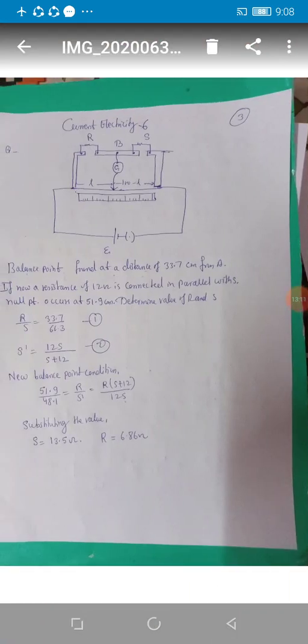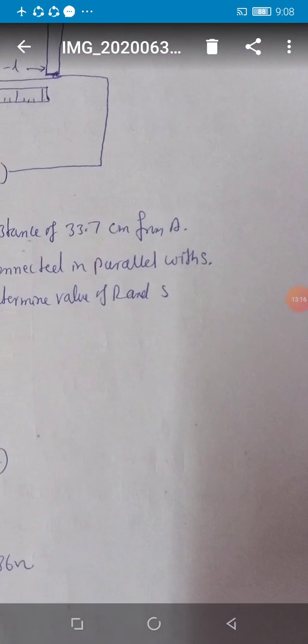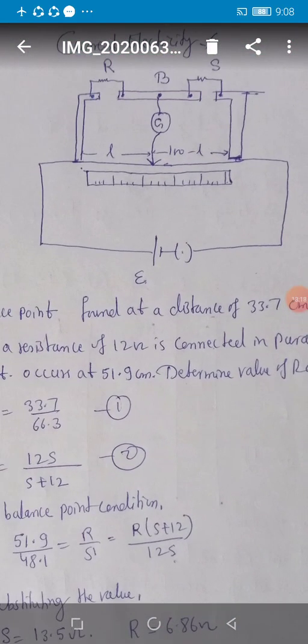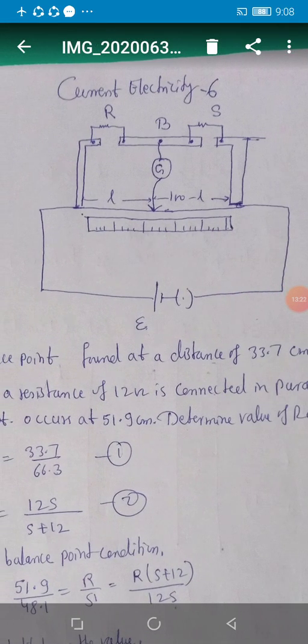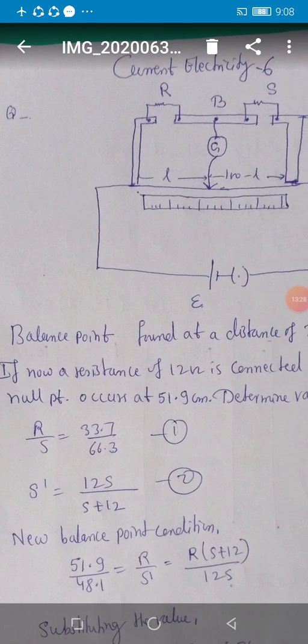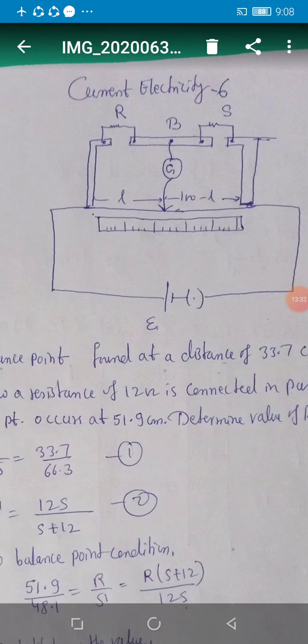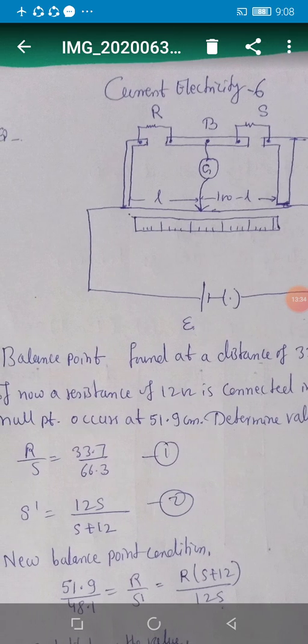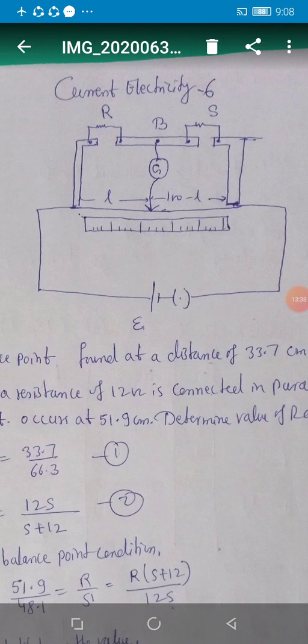Now student, I will solve one numerical of meter bridge. See, this is the question. R and S, and balancing length L and 100 minus L. The balancing point is found at a distance of 33 centimeter from A. The balancing length is at a distance of 33 centimeter from A. It is the first condition given.